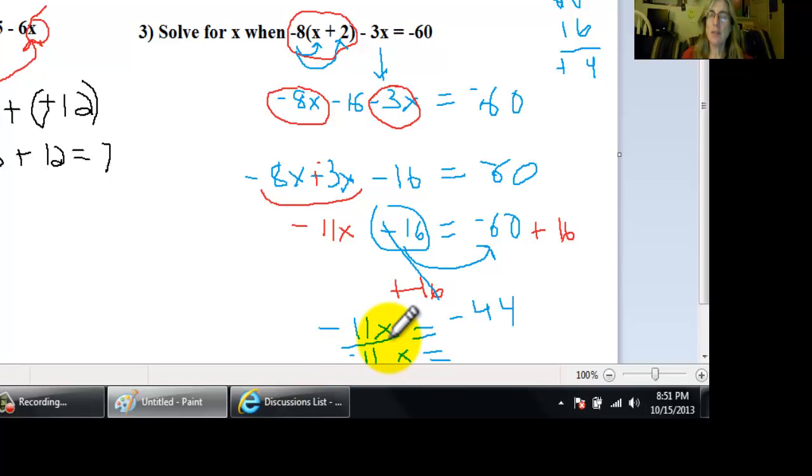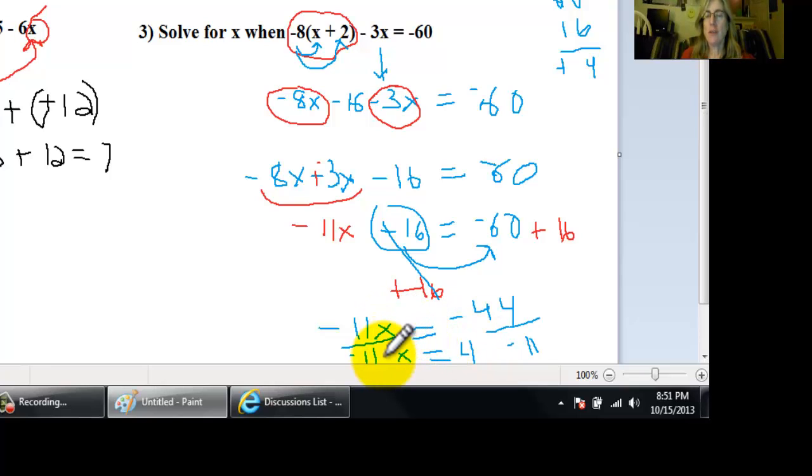And you have to do the same thing on this side that you do on this side, or you have to do it on this side if you did it on that side. So you're dividing by negative 11, which means you divide a negative by a negative, you're going to end up with a positive. And 4 times 11 is 44, so x will equal a positive 4.